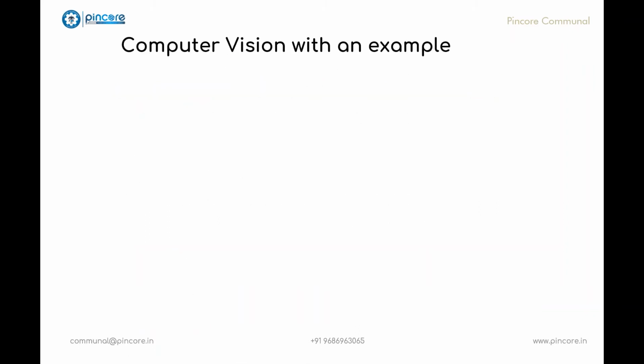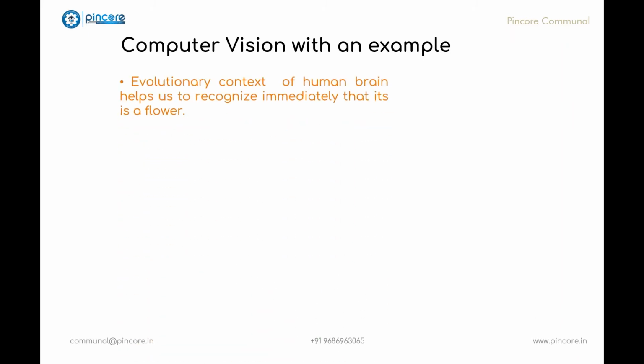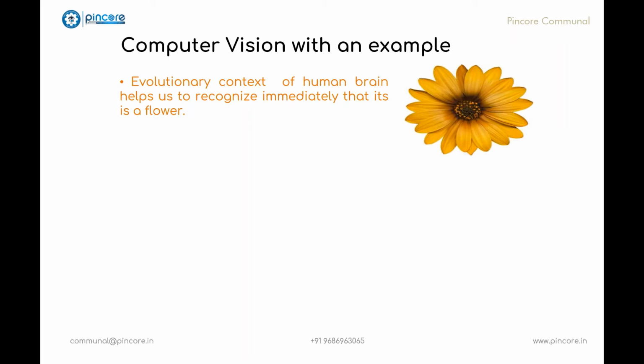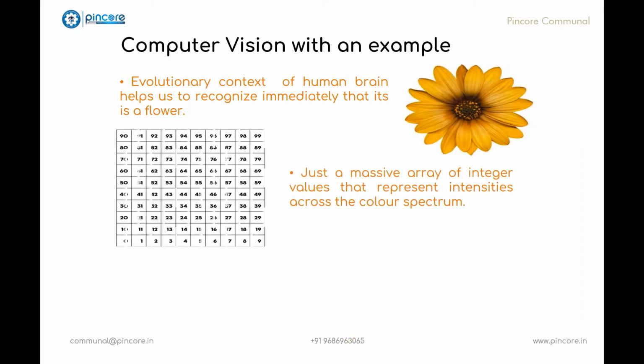Now let us understand this with an example. For a machine, understanding a photo is much more difficult when compared to a human. Now let us consider a picture shown here. Here, the human brain will look into it and immediately decide that it's a flower. Because of the evolutionary context, we are able to immediately recognize it as a flower. But the computer does not have the same advantage. To an algorithm, the image looks exactly like this: just a massive array of integer values that represent intensities across the color spectrum.